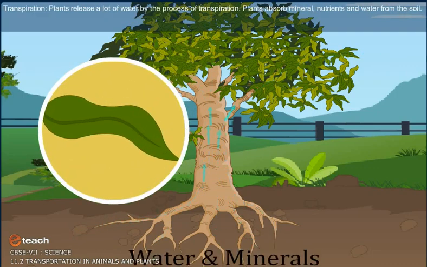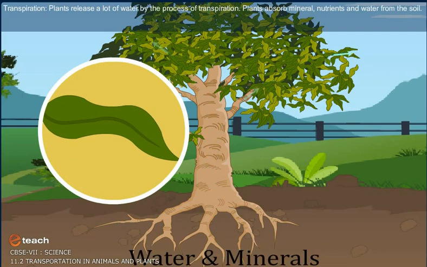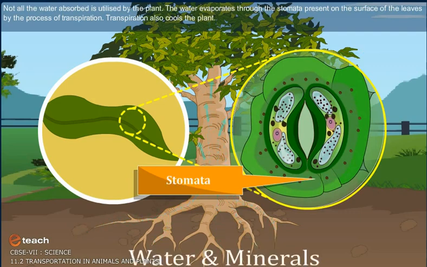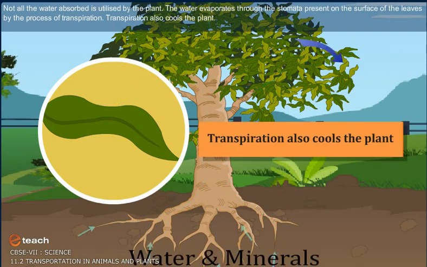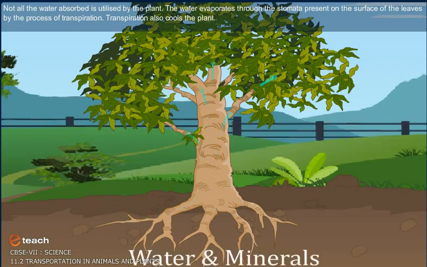Transpiration. Plants release a lot of water by the process of transpiration. Plants absorb minerals, nutrients, and water from the soil. Not all the water absorbed is utilized by the plant. The water evaporates through the stomata present on the surface of the leaves by the process of transpiration. Transpiration also cools the plant.